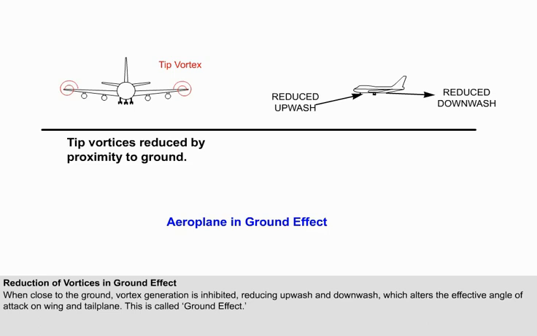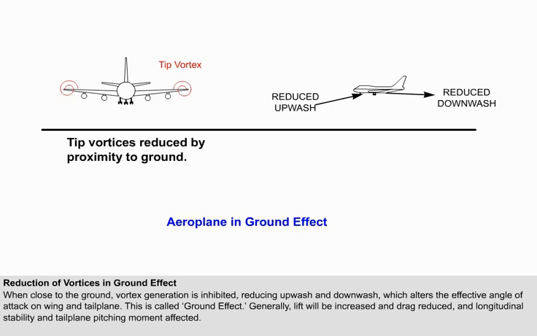This, in turn, causes the effective angle of attack of the wing to increase. This, with the associated aerodynamic changes which occur, is known as ground effect. This lesson examines what happens when an aircraft is in ground effect. Generally, lift will be increased and induced drag will be reduced. In addition, the reduced downwash will affect both longitudinal stability and tailplane pitching moment.